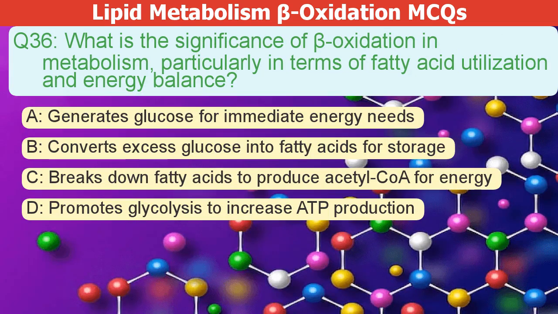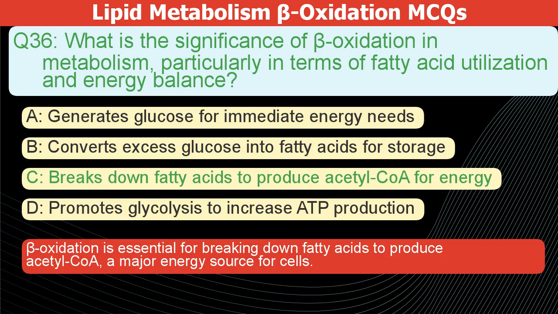What's the significance of beta-oxidation in metabolism, especially for fatty acid use and energy balance? A. Generates glucose for immediate energy needs. B. Converts excess glucose into fatty acids for storage. C. Breaks down fatty acids to produce acetyl-CoA for energy. D. Promotes glycolysis to increase ATP production. The correct answer is C. Beta-oxidation is essential for breaking down fatty acids to produce acetyl-CoA, a major energy source for cells.